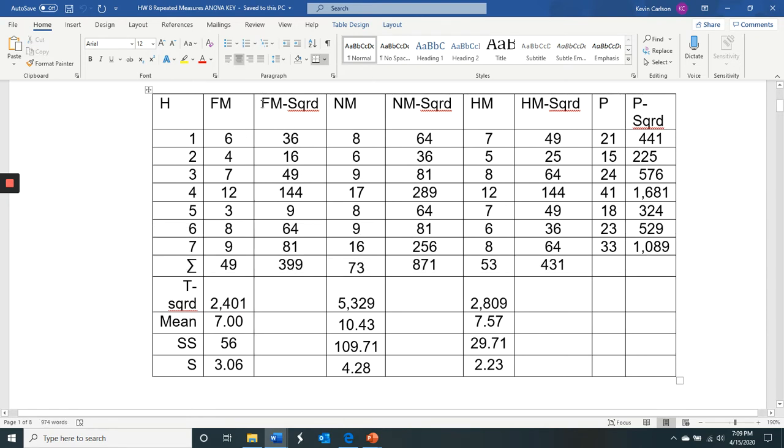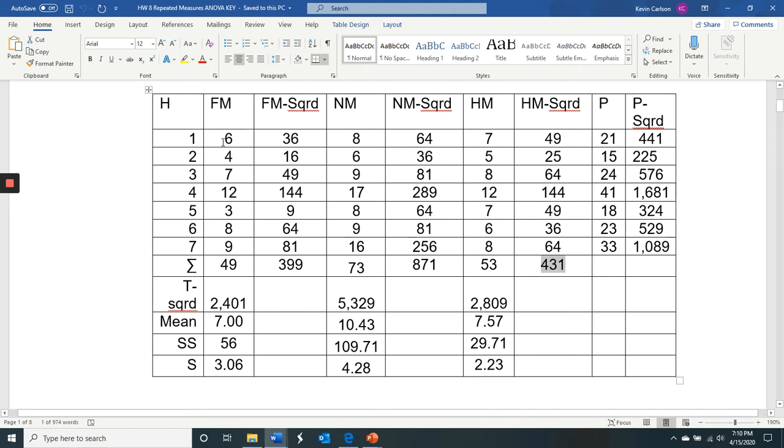So I add the squares, so this is the sum of squares for full moon. The sum of the squares is 399. Then we have the squares for new moon. The sum of the squares for new moon is 871. And then half moon, we have all these squares, add them together. The sum of the squares for half moon is 431.